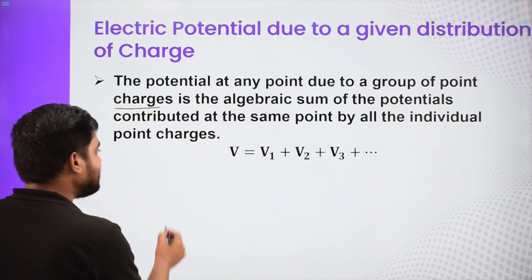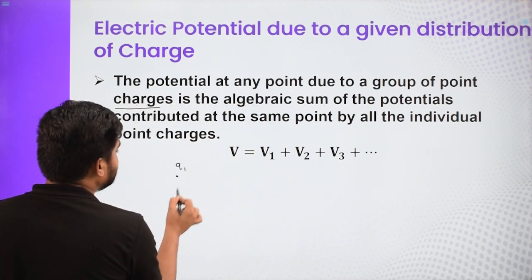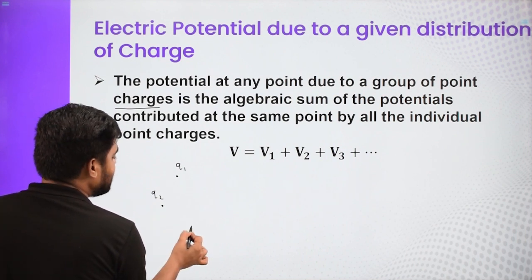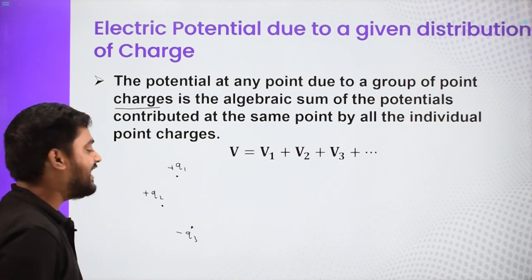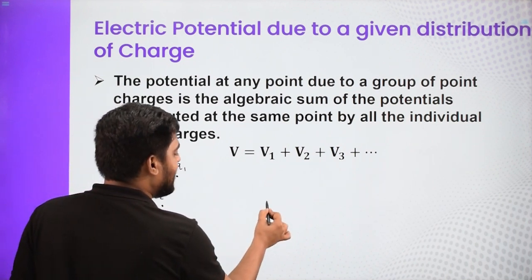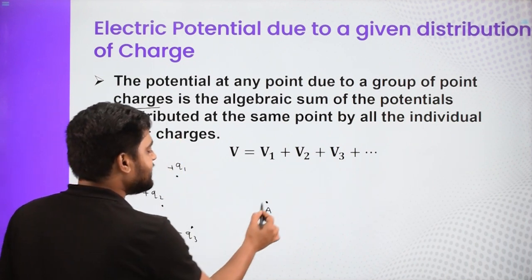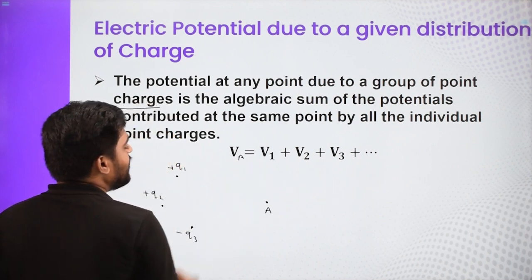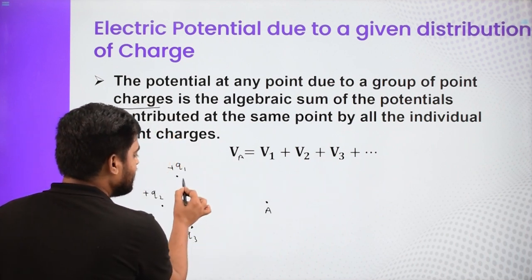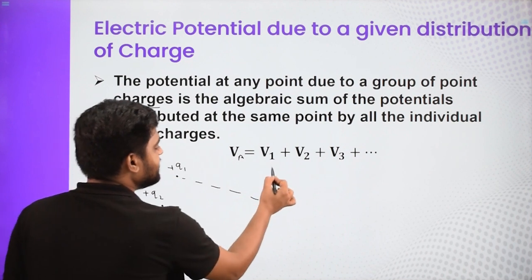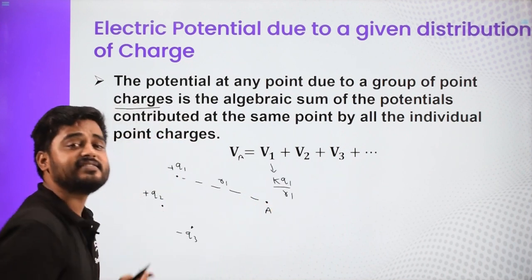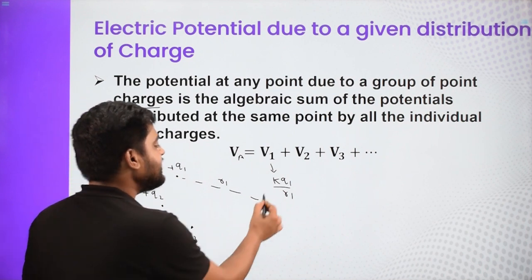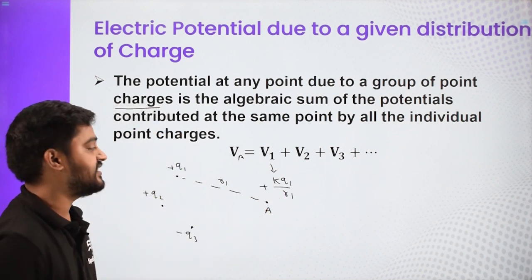Let's say there are 3 charges: Q1, Q2, and the last one, minus Q3. These two are positive charges and this one is negative. I have to get the potential at this particular point A. Then the potential at point A is the potential due to charge 1, which is written as KQ1 by R1, where R1 is simply this distance. It is a scalar quantity and here it is positive because the charge is positive.